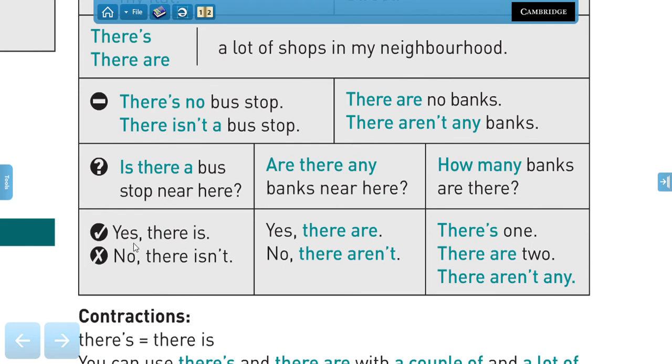Is there a bus stop? Yes, there is. No, there isn't. This is a yes or no question. The second one as well. Yes, there are. No, there aren't. But if I'm talking about how many, the idea is for you to use a proper number, right? So there's one or there are 2 or there aren't any. There aren't any banks.